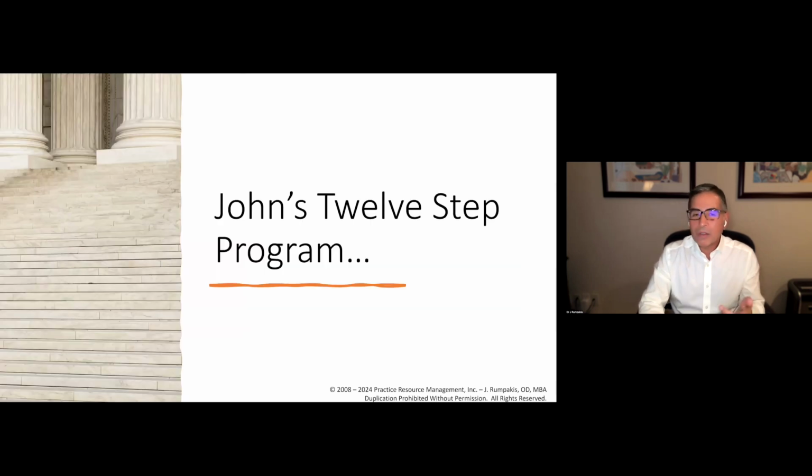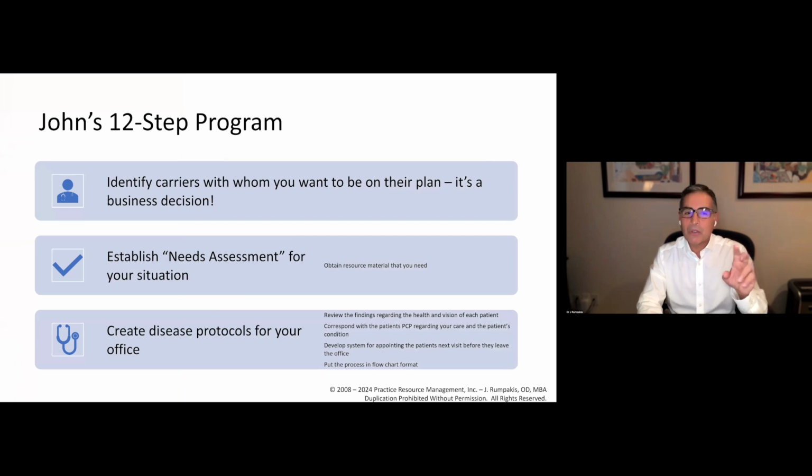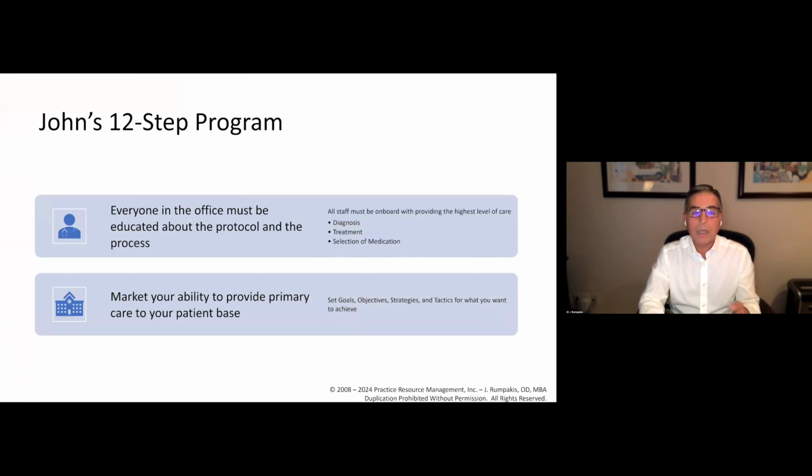So as we kind of wind things up for our 30 minutes, my 12-step program kind of talks about making sure you understand that everything that you're doing is a business decision in addition to clinical excellence, right? So identify carriers who you want to work with, establish your needs for proper coding. If you don't have documentation or software like mine, you should think about that. Create your disease protocols so your staff can understand and explain to your patients what they're doing.